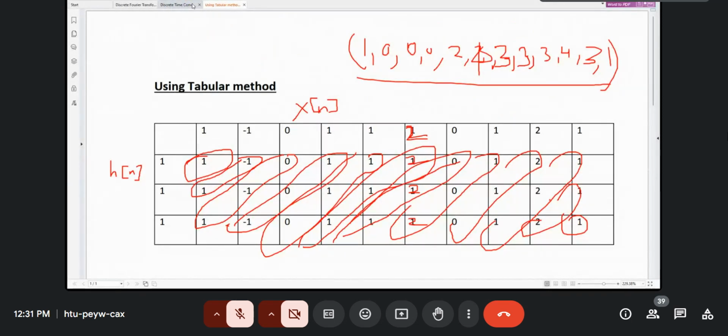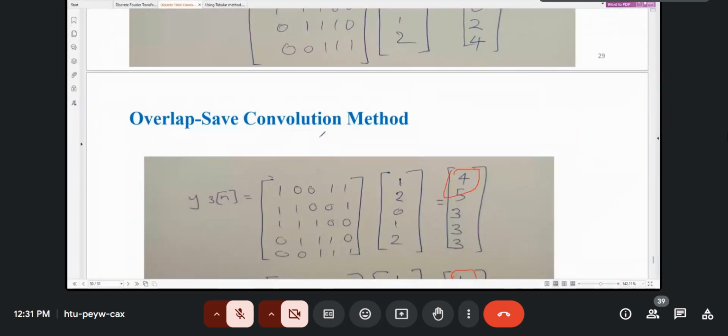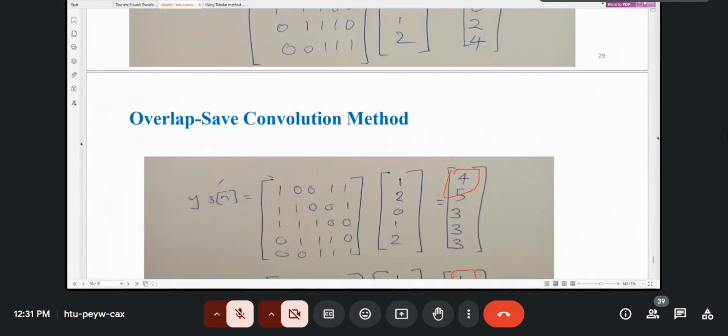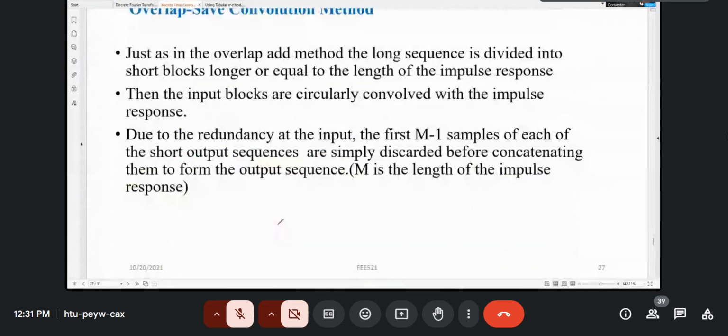Yeah. So we just counter-checked with the tabular method to see that we get the same result with both overlap save and overlap add. But I think what you want to see is the algorithm for overlap save, isn't it? Yes.